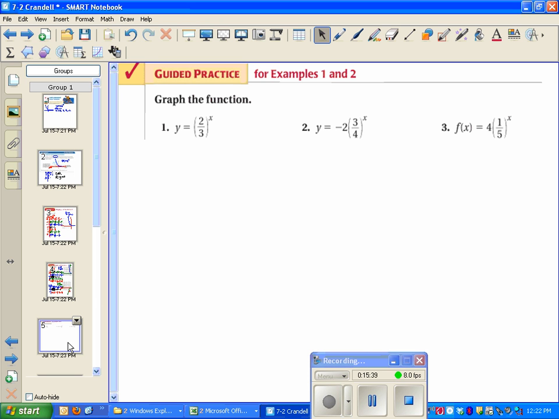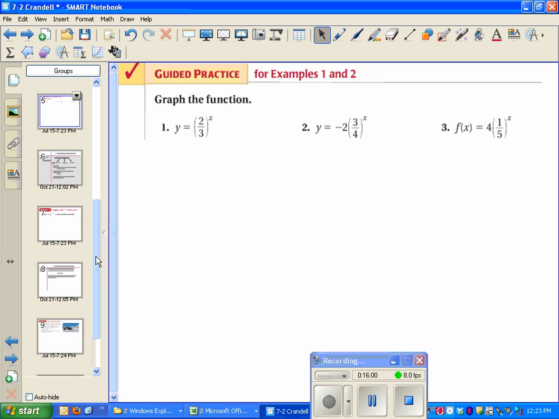Okay, your guided practice you can totally do. Example number 1 is just like example 1. 2 and 3 are just like we did. So you can totally do this. And you know they're decay functions because 2/3, 3/4, and 1/5 is less than 1. So keep that in mind, especially on the test, because you're probably going to have one of each. So you need to recognize which one's a decay and which one's a growth function.